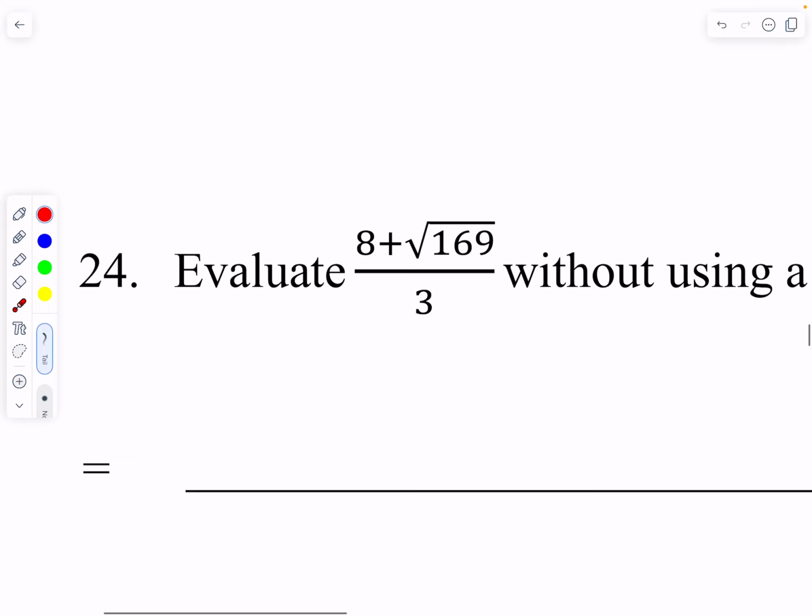How? Next. First of all, सबसे पहले click this in calculator. 8 plus square root 169. You can click the whole thing together. You get 21 over 3. And then also click 21 over 3. What do you get? 7. So the answer is 7.